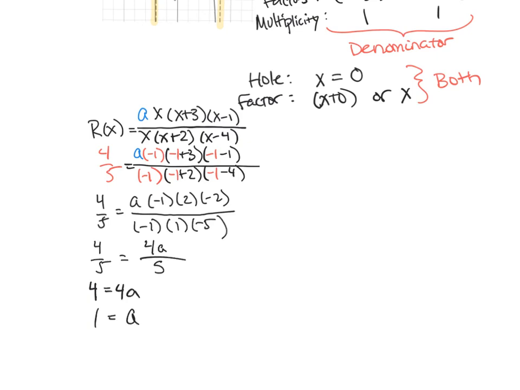So when I write up my final equation, I can say that r of x is equal to x times x plus 3 times x minus 1 divided by x times x plus 2 times x minus 4. So showing this shows that there is an a value of 1. If you want to write a 1 in there, you can do that. But if you just give me this information and you don't show me using your work to find your a value of 1, I will mark you down for that.